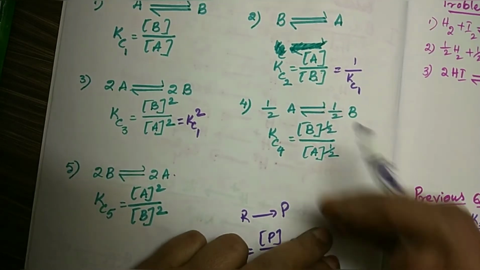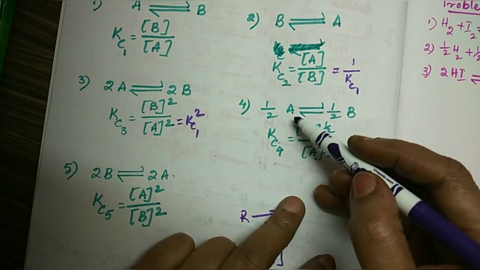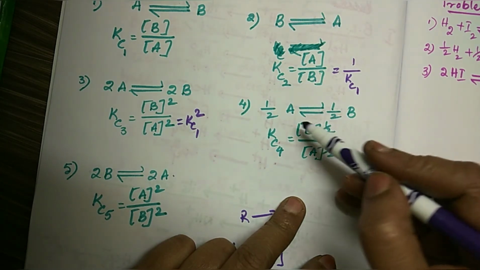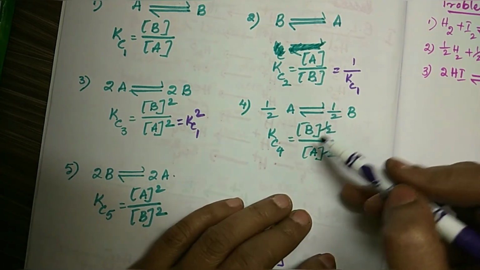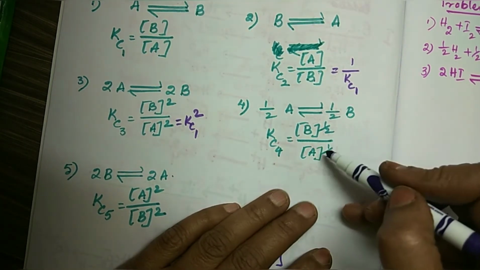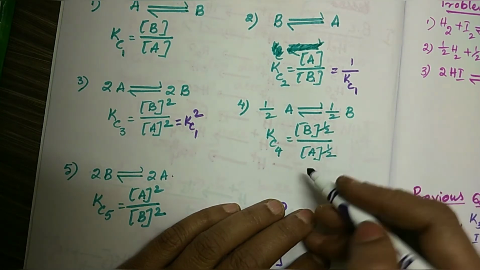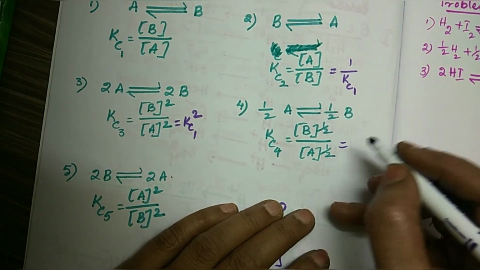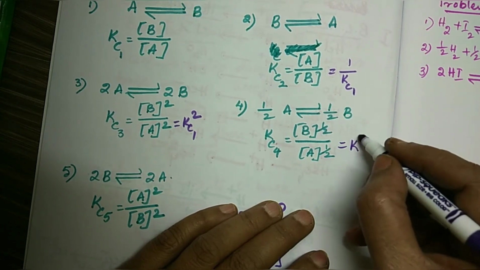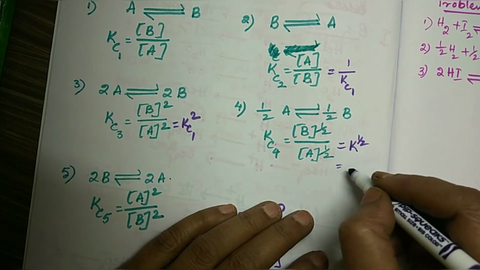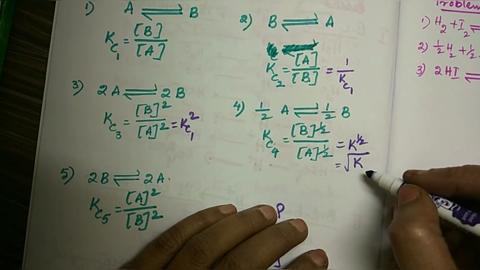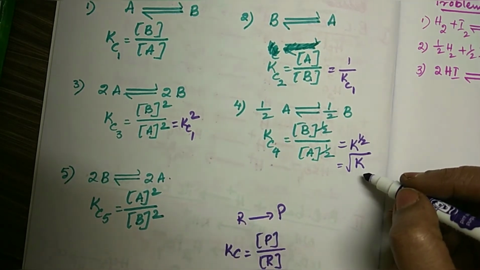Then the fourth one is, the concentrations are halved. The concentrations are becoming half in both reactants and products. So what we get is Kc4 is equal to B power half by A power half. That means it is equal to K power half, which is nothing but the square root of K.